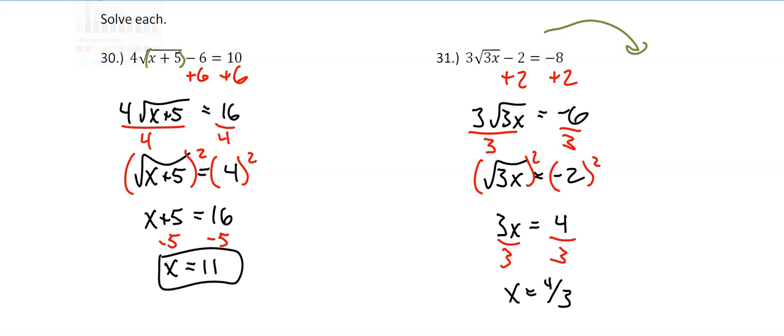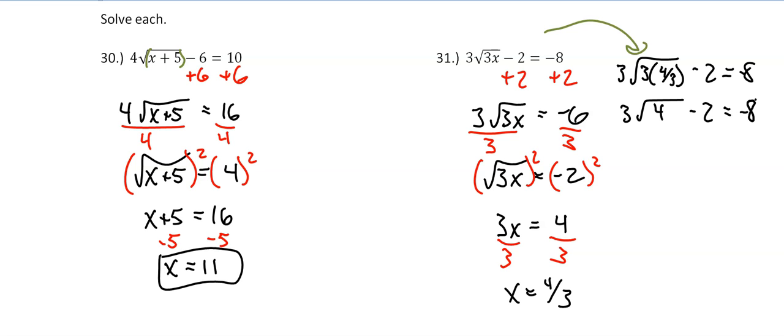So if I actually plug this guy back in, ready? 3 times 4/3 under there, and then minus 2. And let's see if it equals the negative 8. So here, that times that is a 4. The square root of 4 is a 2. So that's 6 minus 2. And 6 minus 2 is a 4. So I get 4 equals negative 8.